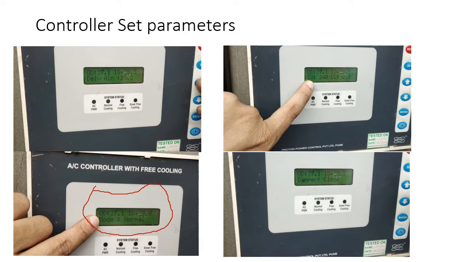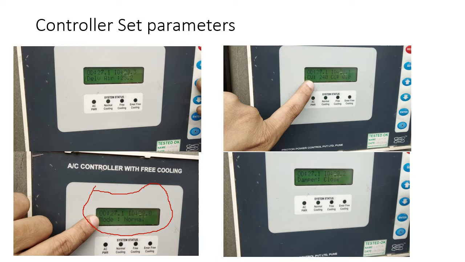When the outside air temperature or ambient air temperature is 5 degrees lesser than the set point temperature of the EFC, at that time the damper will open and the compressor will switch off, because the ambient air temperature is very low. It will utilize the ambient air to cool down the shelter, and this mode is called the free cooling mode. During the free cooling mode, this LED will glow.